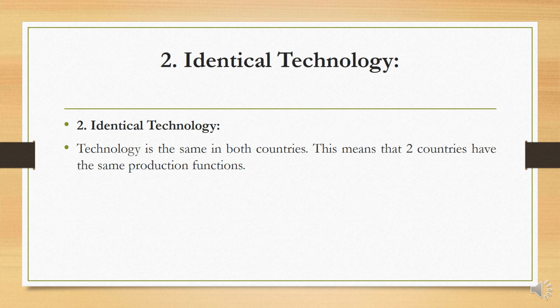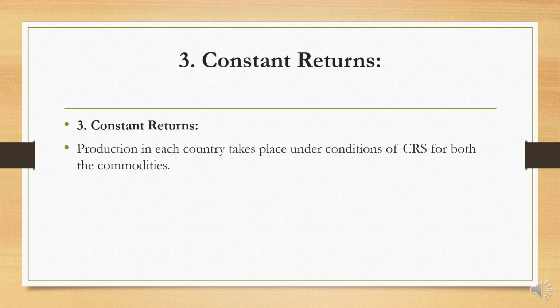Number 2, identical technology. Identical technology means technology is the same in both countries. This means that the 2 countries have the same production function. Number 3, constant returns to scale. Production in each country takes place under conditions of CRS, constant returns to scale, for both the commodities.